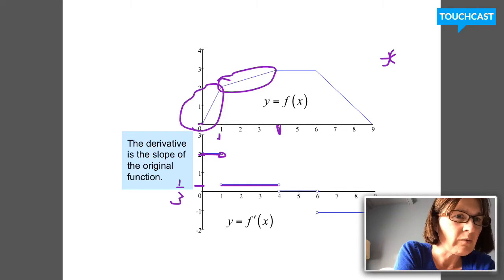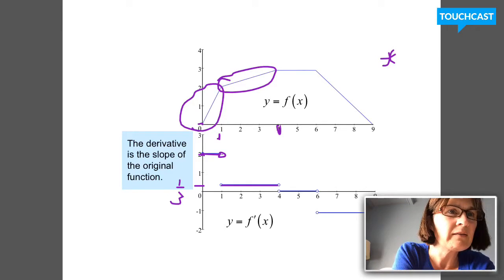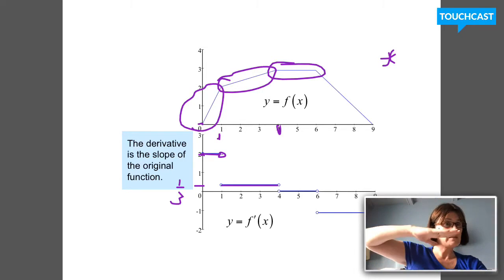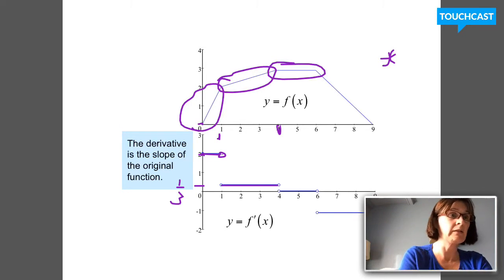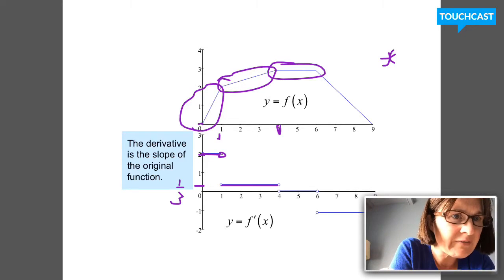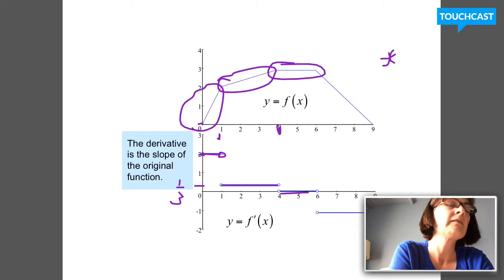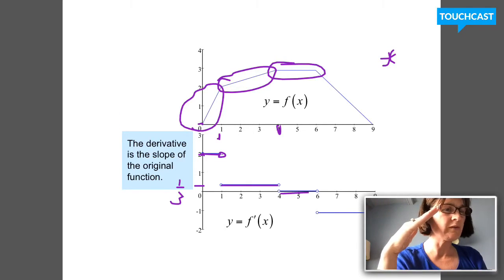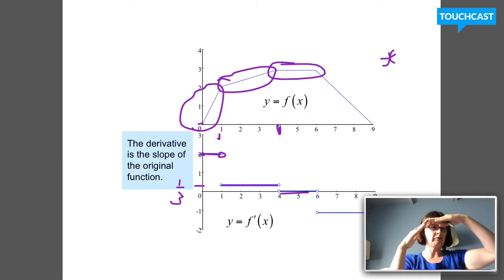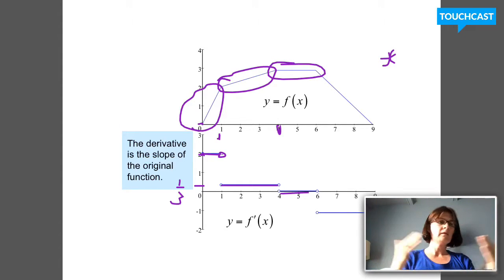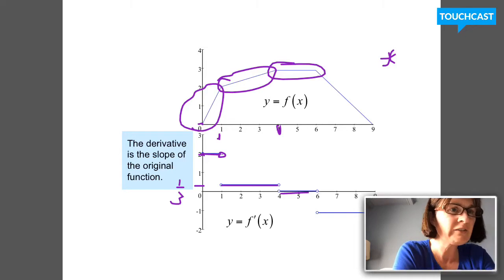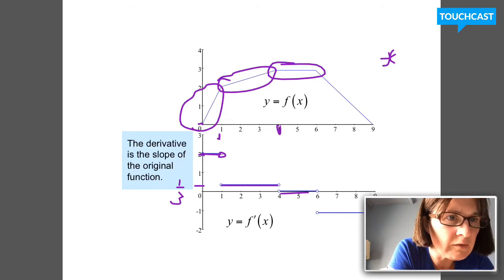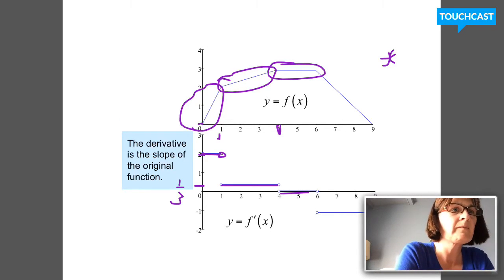So similarly here, my next piece is between 4 and 6, it's a horizontal line segment, so its slope is 0. That's why I've graphed here y equals 0 between 4 and 6. Notice right at 4, as I came from the left, the slope was 1/3. As I come toward 4 from the right, the slope is 0. Those limits, those derivatives don't match, so that's why I have to leave open circles for both of these.